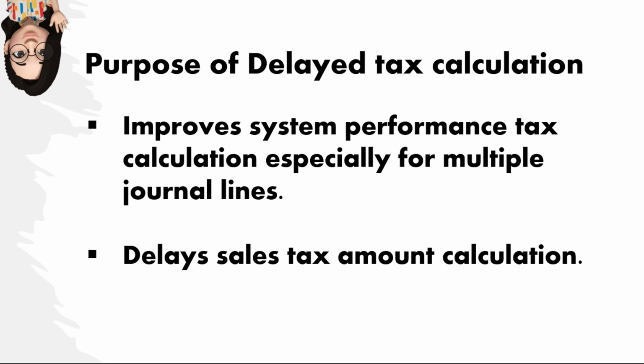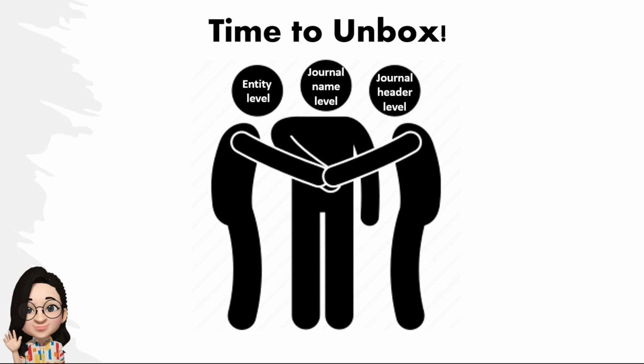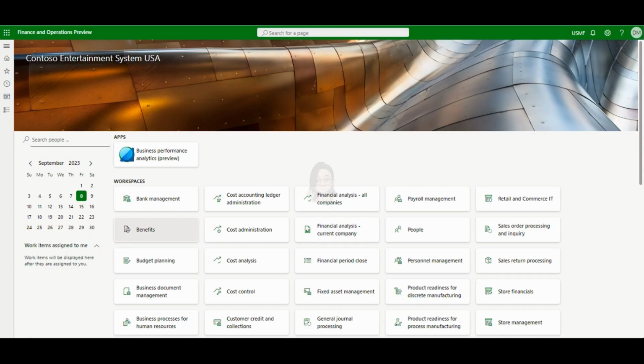But it will be better, of course, if we dive into the system. It's time to unbox. Let's see the setup. Why do we have this delayed tax calculation at entity level, journal name level, and journal header level, and what's the purpose of all these three setups in D365 FO when it comes to delayed tax calculation? Let's now discuss delayed tax calculation in D365 FO itself.